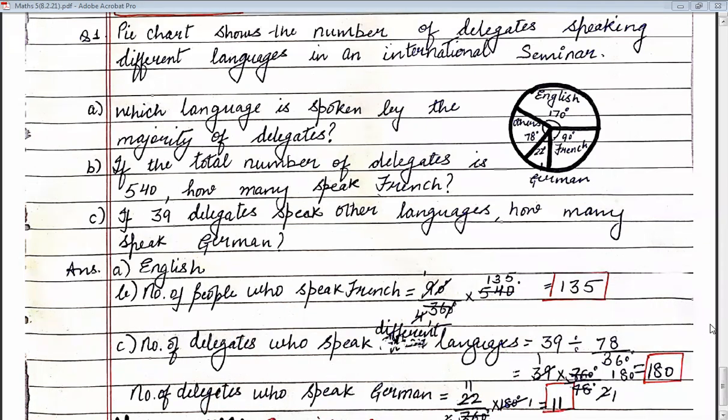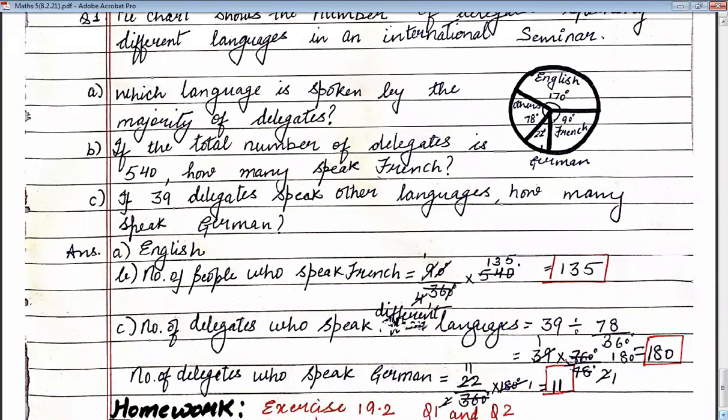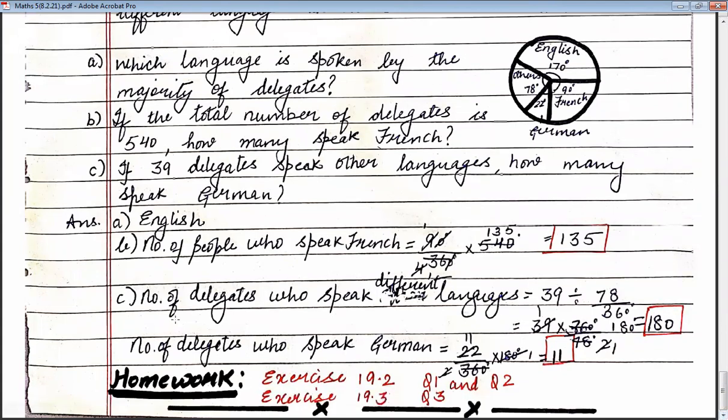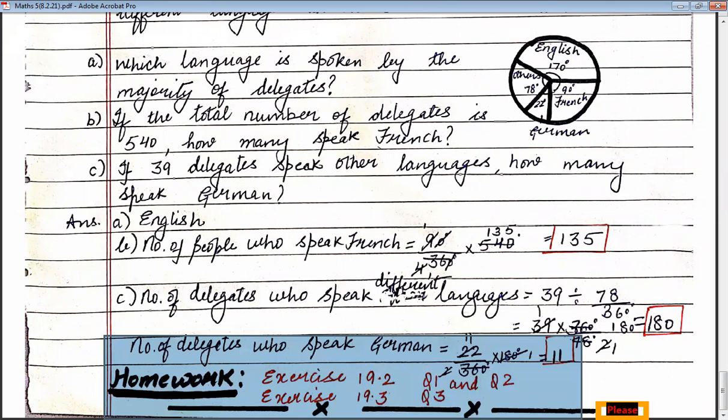Now, children, we have discussed today about line graph, bar graph, and pie chart. Okay. So now this is your homework. You have to do exercise 19.2, question number 1 and 2, then exercise 19.3, question number 3. Thank you, students.